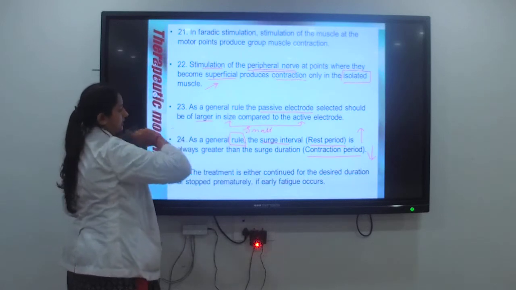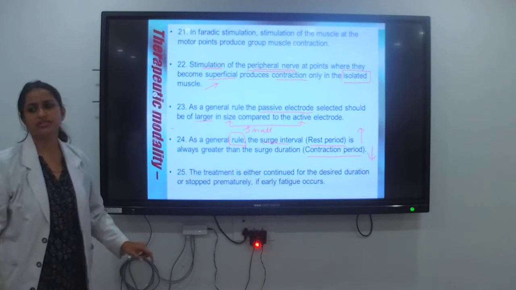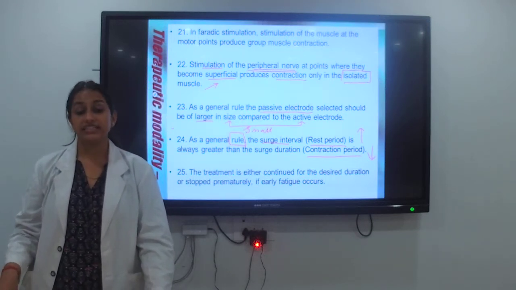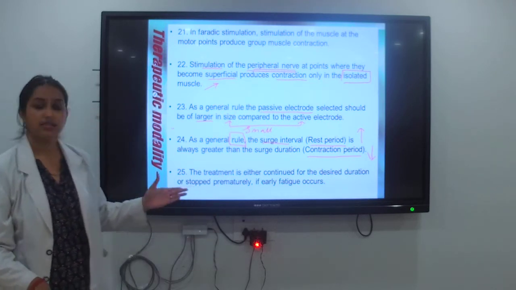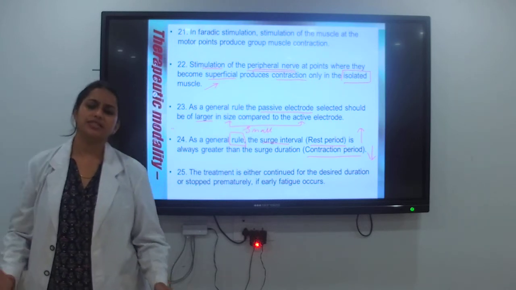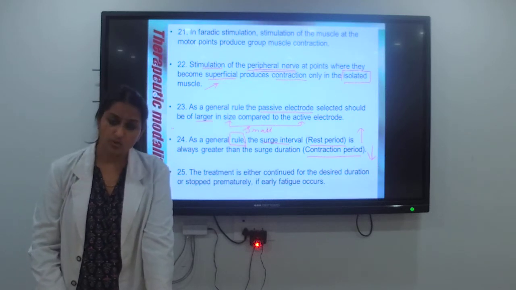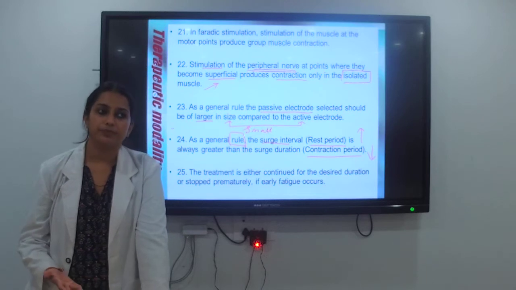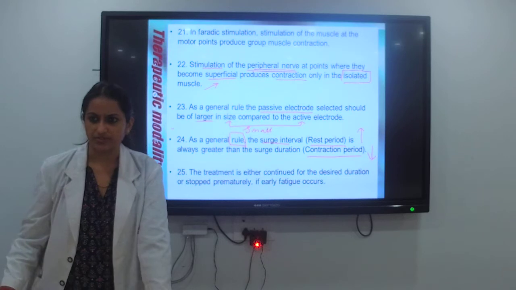Now, I have told this. Can anyone tell me what is the rest period? Yes, the rest period is 3 times the contraction period. Why? Because if there is effective muscle contraction, then effective muscle relaxation, only then will the person be able to perform the next contraction very, very effectively. Okay.